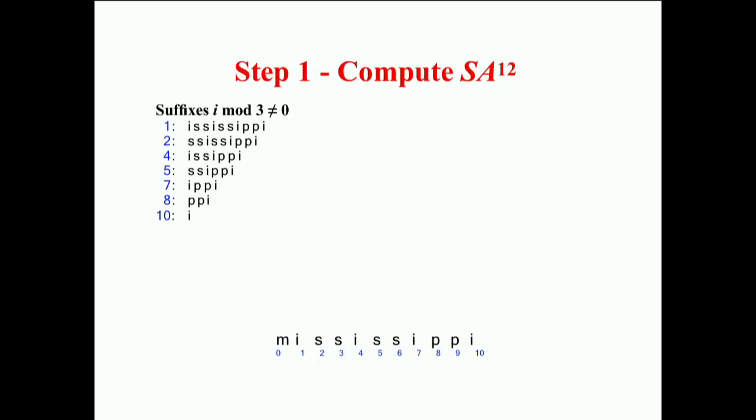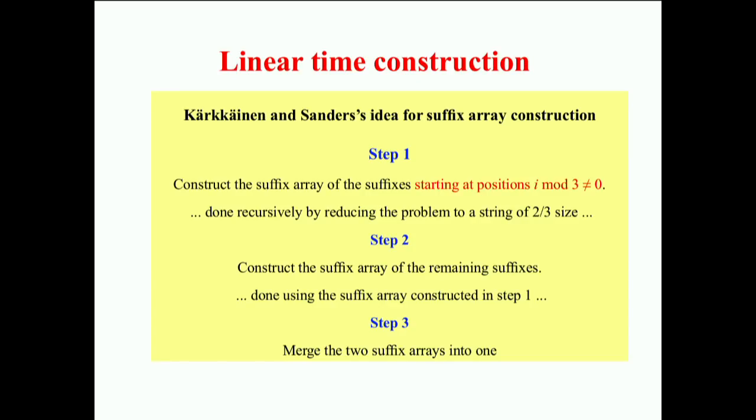The main idea is I divide my set into 3. All the suffixes that start at 0, 3, 6, 9, meaning all the suffixes that start at the 0th location modulo 3, all the suffixes that start in the first location modulo 3, and all the suffixes that start in the second location modulo 3. I'm going to call them SA0, SA1, and SA2, the ones starting in modulo 0, 1, and 2.